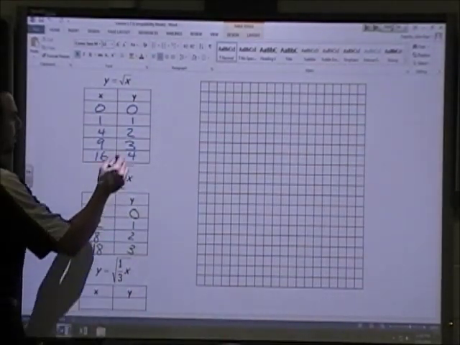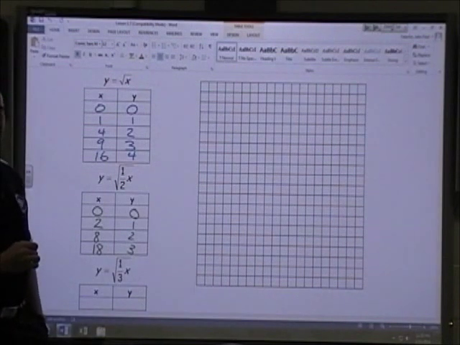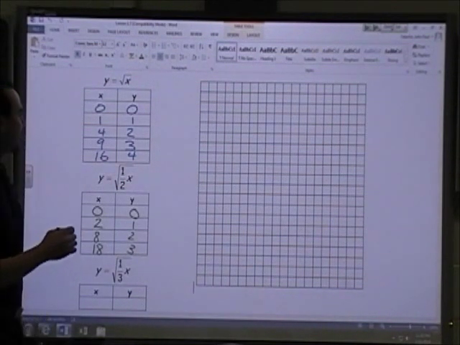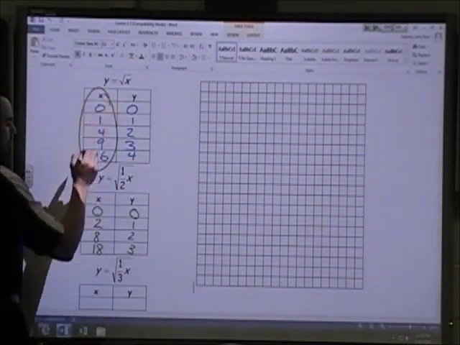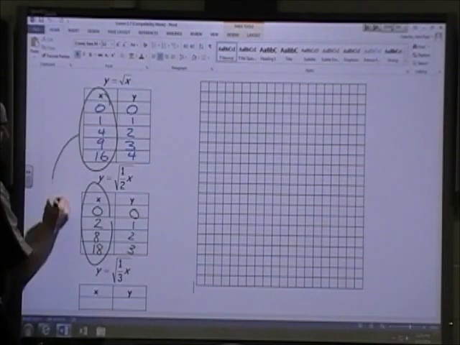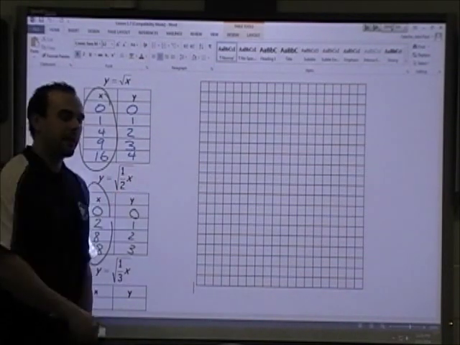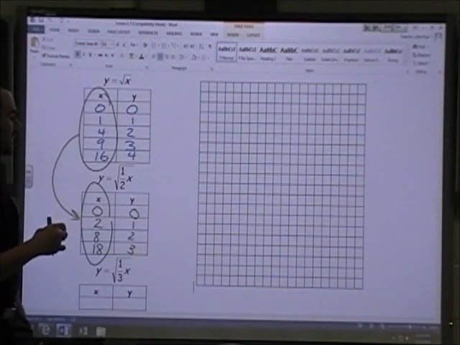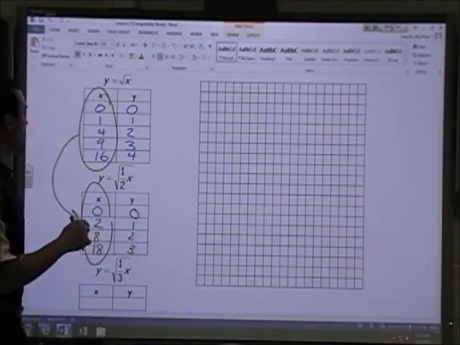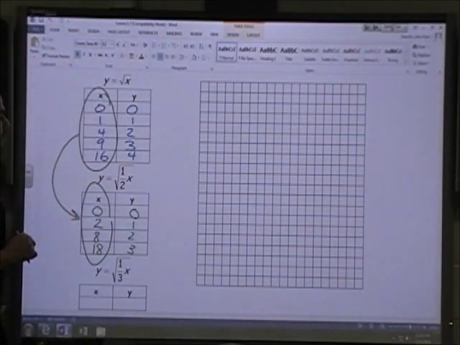But if you take a look at the y values, your y values are exactly the same. The heights are exactly the same. What switches, or what transforms, are your x values, which makes sense because that half is inside, in front of the x, being multiplied by your x. Now, how do they transform the x values?